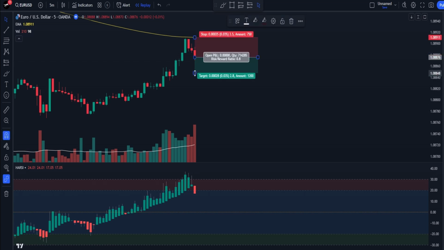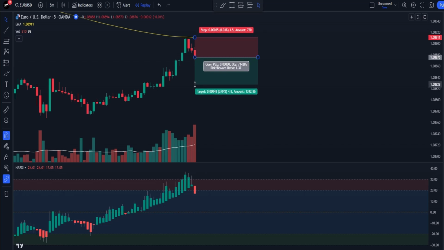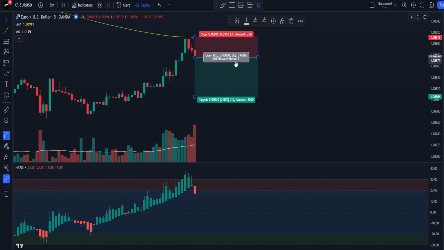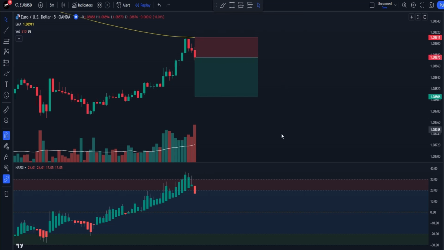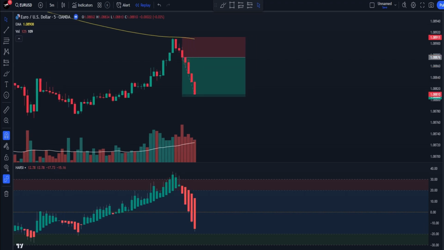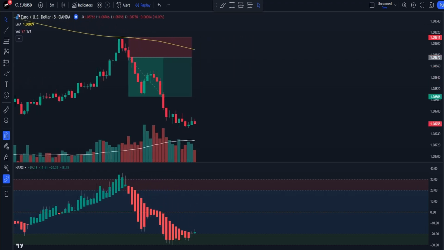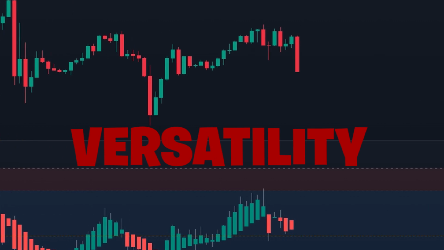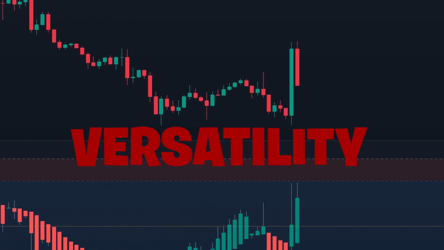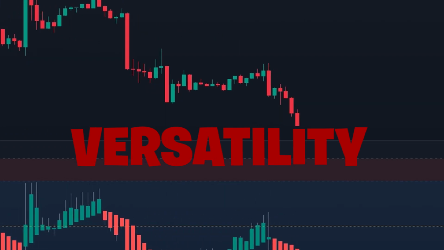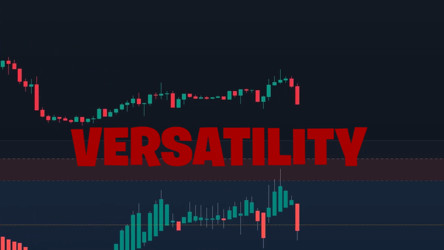In terms of risk management, a stop loss will be judiciously set at the recent swing high. As for the take-profit target, a strategic decision involves aiming for a 2-to-1 risk-to-reward ratio. With the groundwork laid, let's now closely observe the trade's progression and its subsequent unfolding. The versatility of the Heikin Ashi RSI oscillator becomes apparent as it offers multiple avenues for entering into advantageous positions.